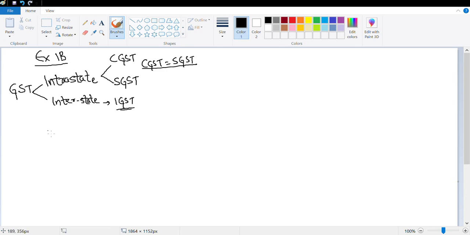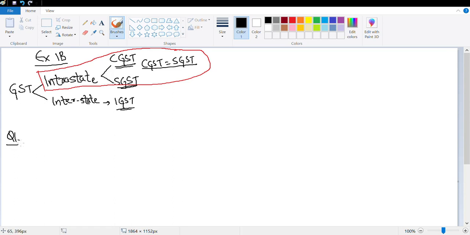Now, this year, as per ICSE, we will be only focusing on intrastate, which means the question that will come in your board exam will be based on intrastate, which means you will need to show the breakup of CGST and SGST. That's the breakup that you need to show. Now let's move on to the next exercise, which is 1B. There's one new concept there, which I will come to when we talk about a question. So let's start one question and then life will become easier.